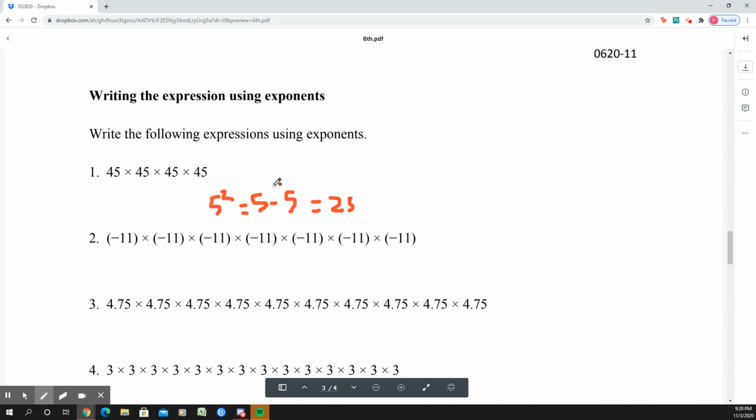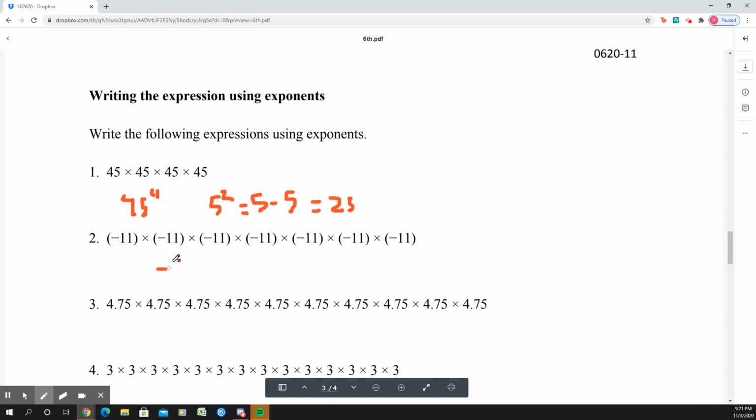Now, if you just mess around with this, 45 times 45 times 45 times 45 is just the same concept. There are 2 5s, so it's 5 squared, and there's 4 45s, so it's 45 to the fourth. Okay, and that's how you find expressions using exponents.